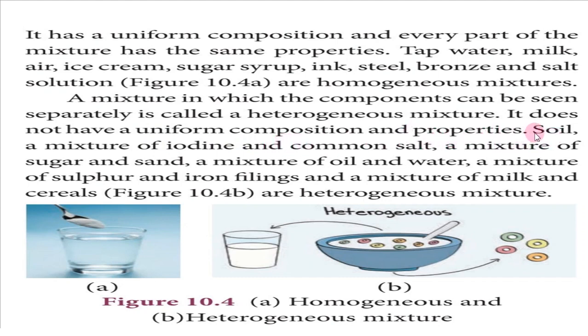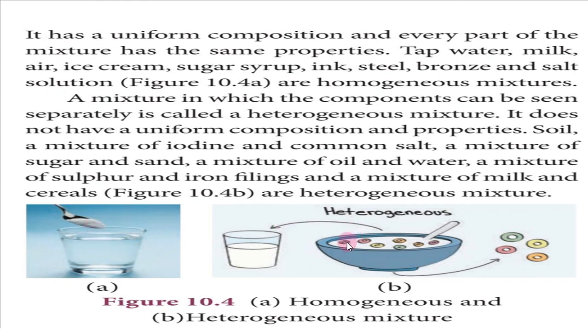So examples for heterogeneous: soil, a mixture of iodine and common salt, a mixture of sugar and sand, a mixture of oil and water, a mixture of sulfur and iron filings, and a mixture of milk and cereals. So milk and cereals is a heterogeneous mixture. Have you understood? Homogeneous means the components cannot be seen separately. Heterogeneous, the components can be seen separately, and here it is a uniform composition.